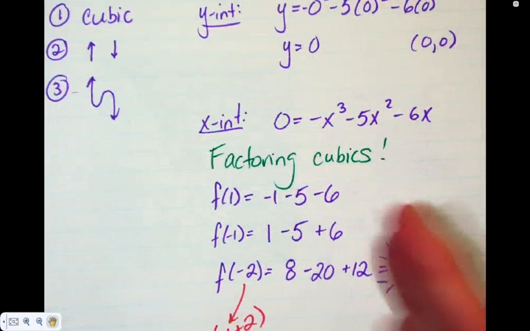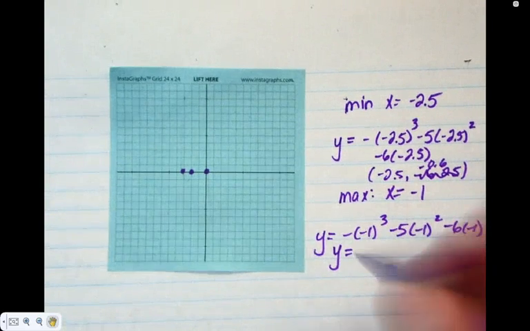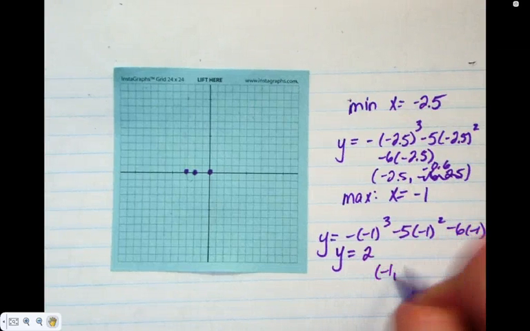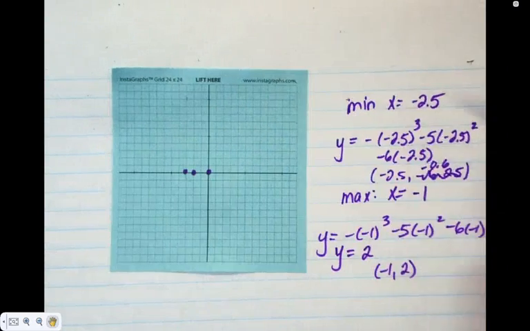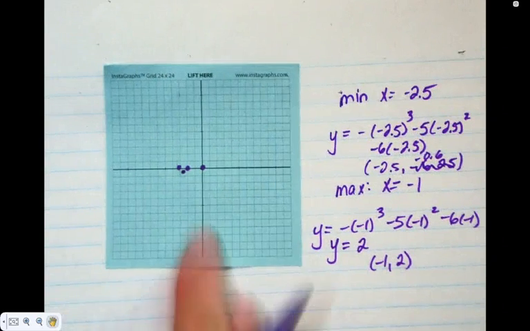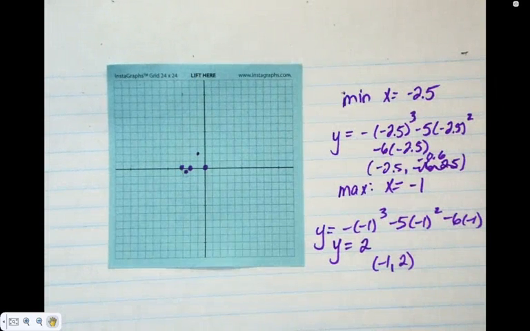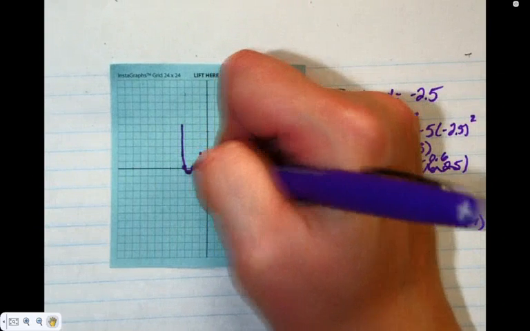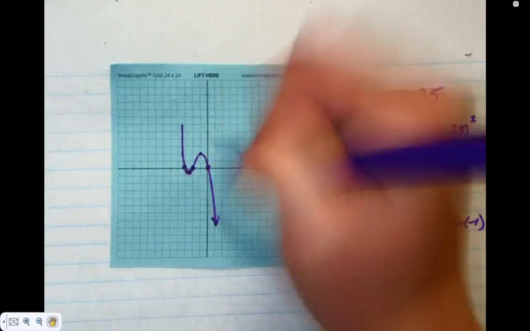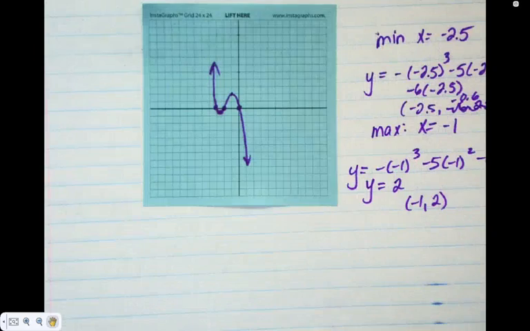But we already did the work over here when we put in negative 1 to test it. Okay, so let's add those points. So negative 2.5, negative 0.6. So it's a little tiny min, and that's okay. And then negative 1, 2. And so it's got to come from the top, loop through the tiny min, come through the max, and go down. Right from up here.